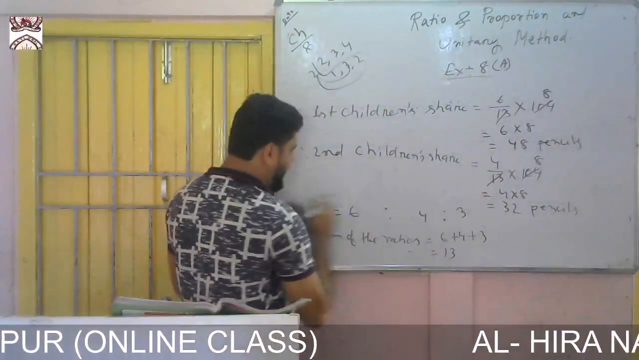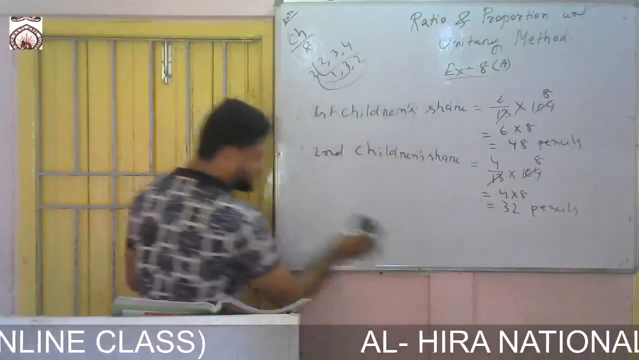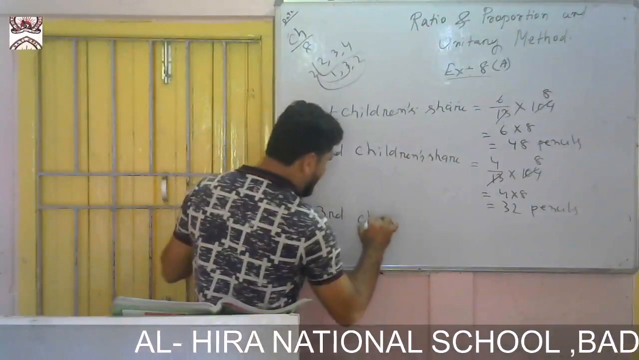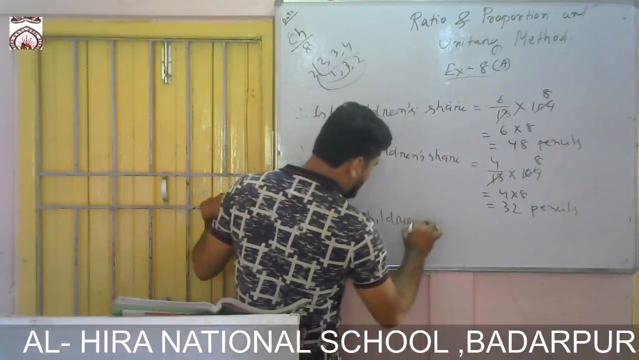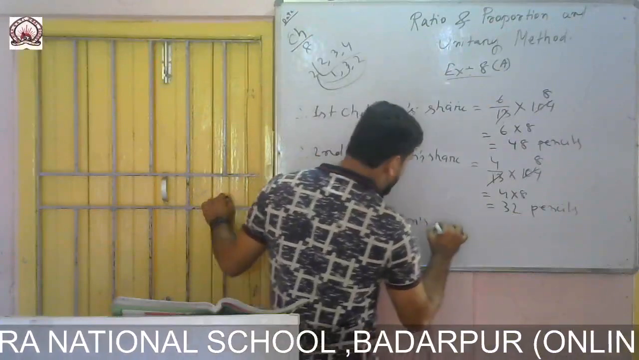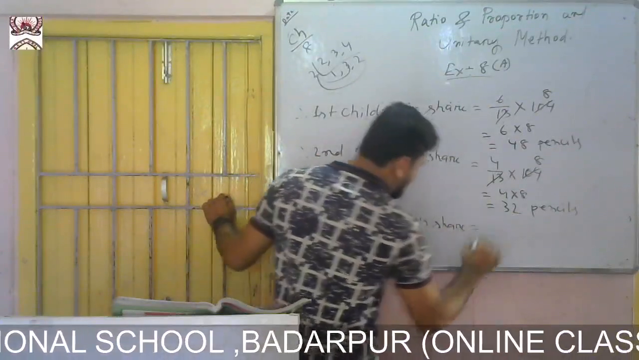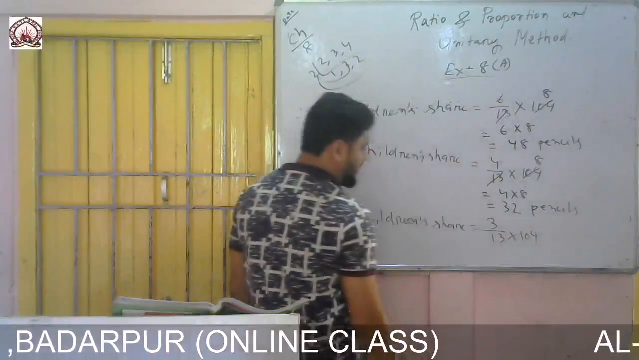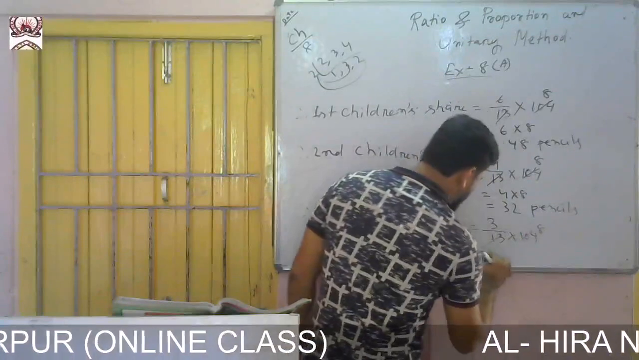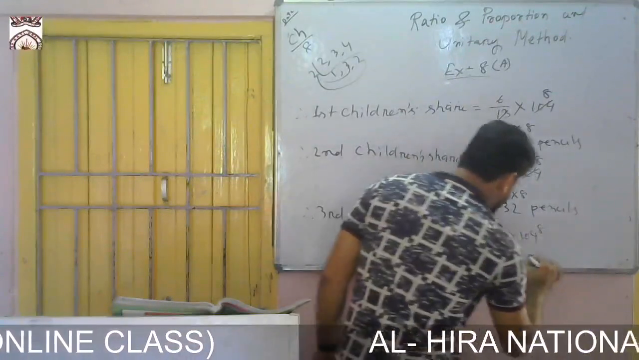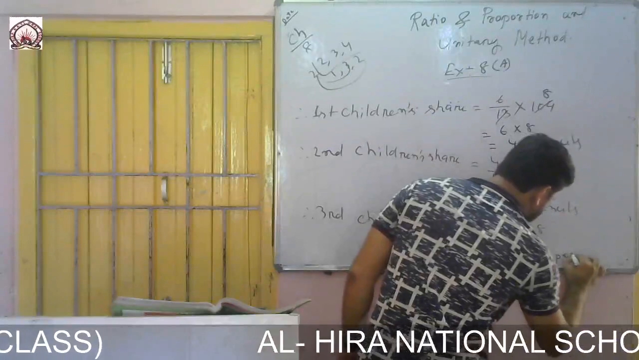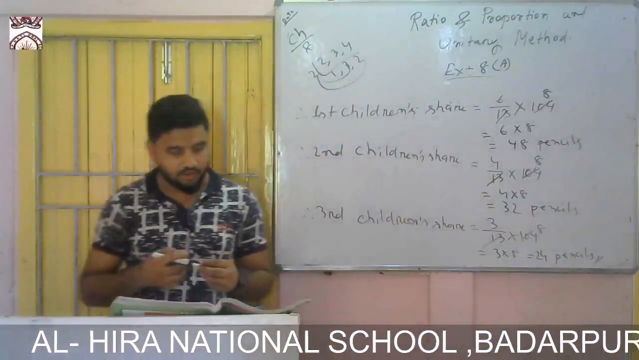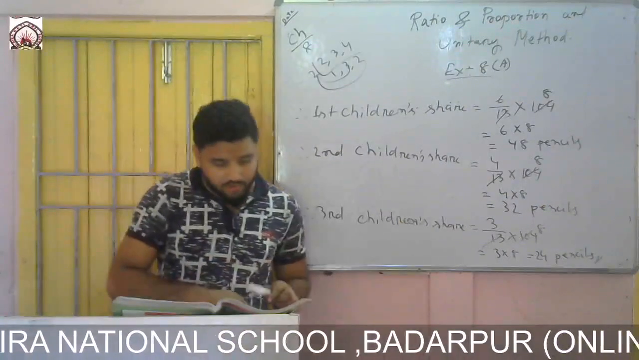Okay. The third one is 3. Therefore, third children's ratio share equals to what? 3/13 into 104 total. So 13 8s are 104. So 3 into 8, it is what? 24 pencils. 24 pencils. Okay. Now come to question number 7.